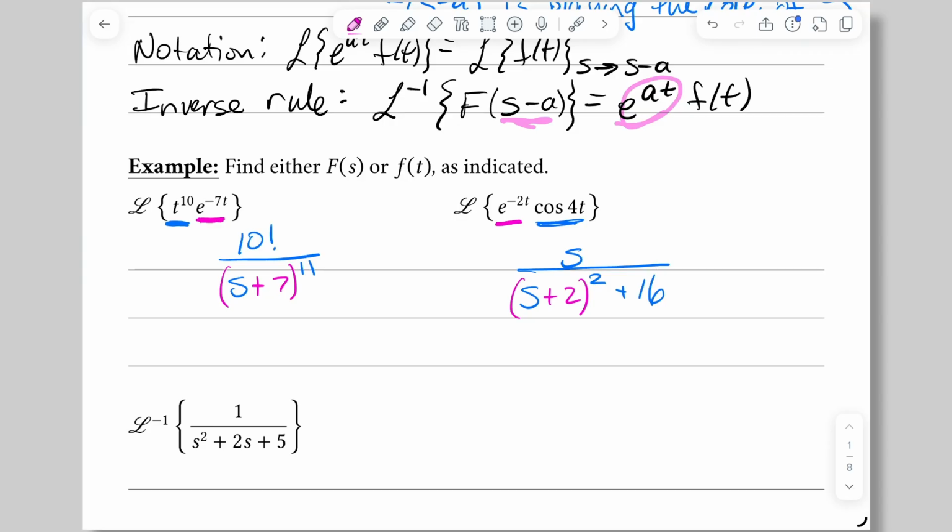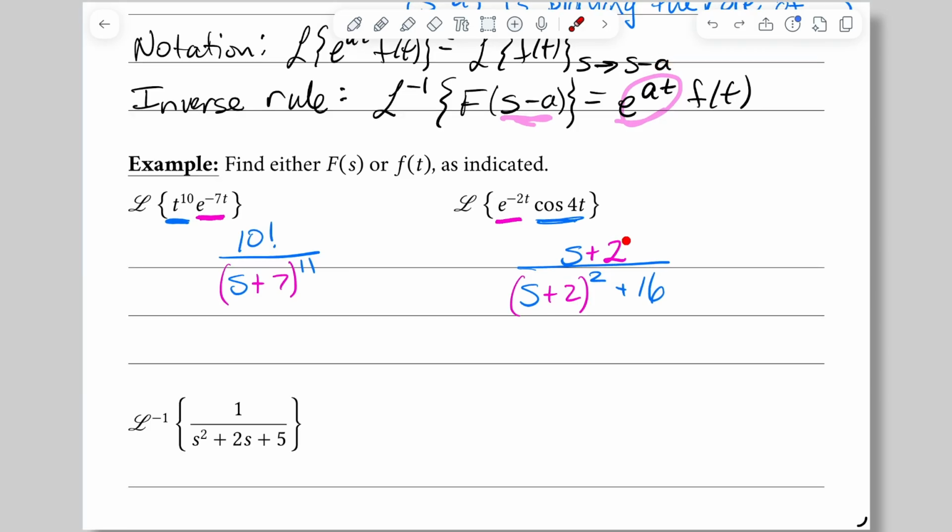and one thing that a lot of people overlook is that all of the instances of s need to be shifted. So this is s plus 2 over the quantity s plus 2 squared plus 16. All of the s's change to this s minus a. Remembering to put this plus 2 in the numerator for the transform of a shifted cosine function is one of the challenges that we face.